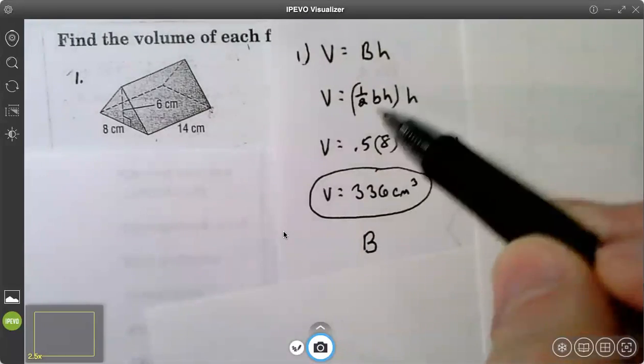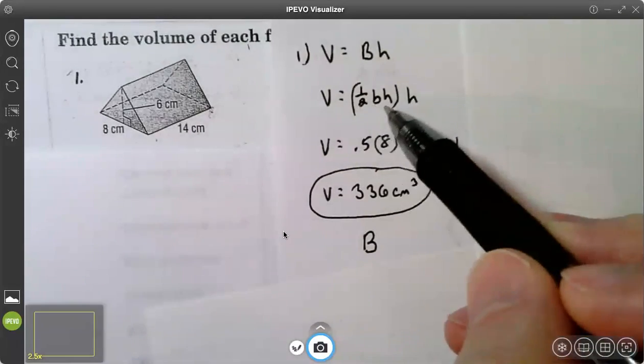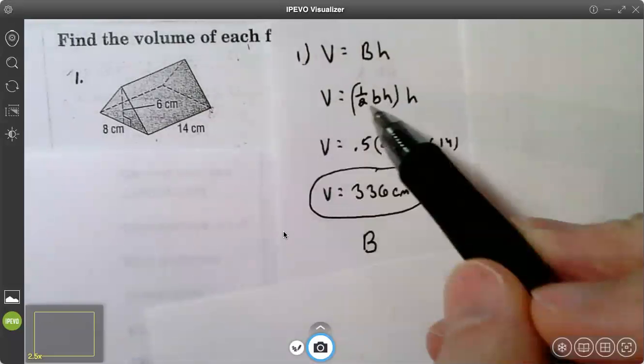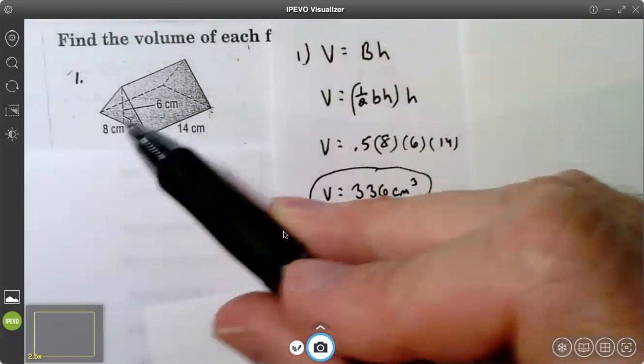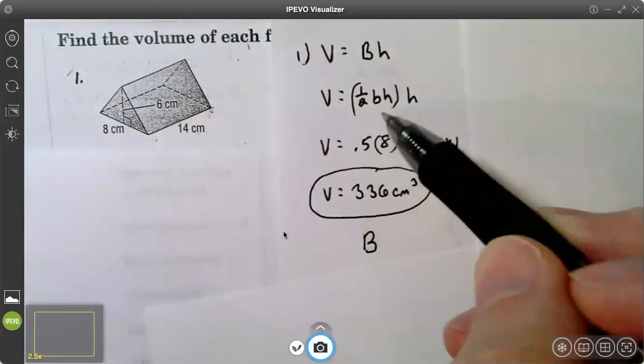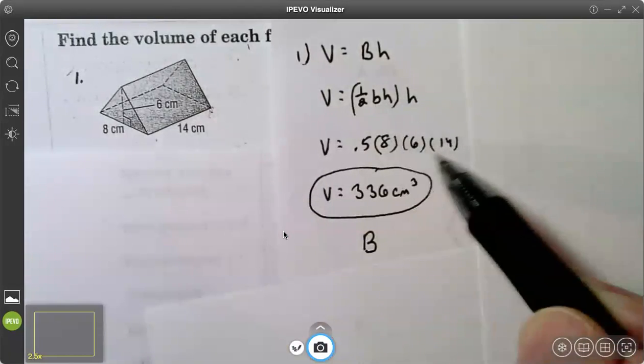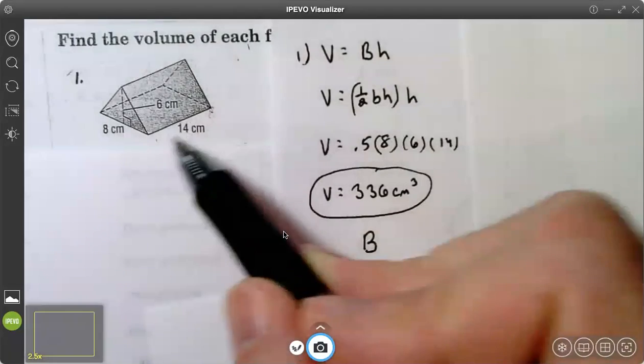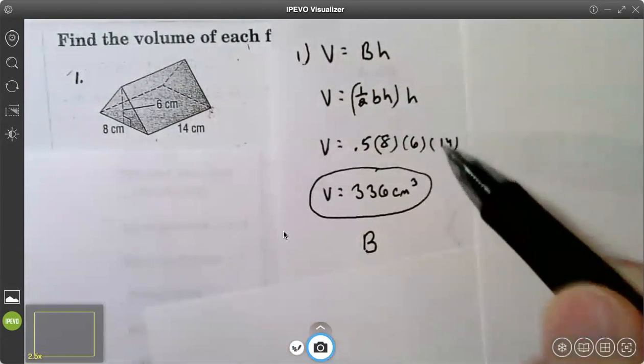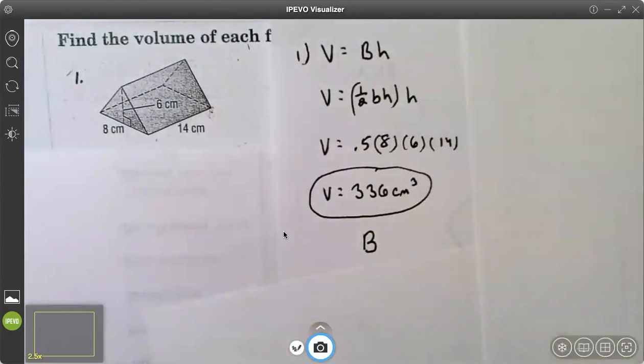So prism is big BH. Big B on a triangle is half the length times the width of the triangle, or half the base times the height. The base was 8, the height was 6 on the triangle. Half of 8 is 4. 4 times 6 is 24, and then you multiply it by the height of the prism, which is 14, and you get 336 cubic centimeters. The answer is B.